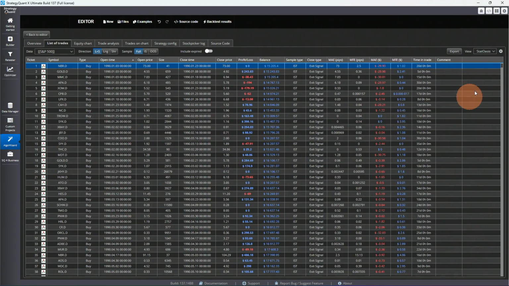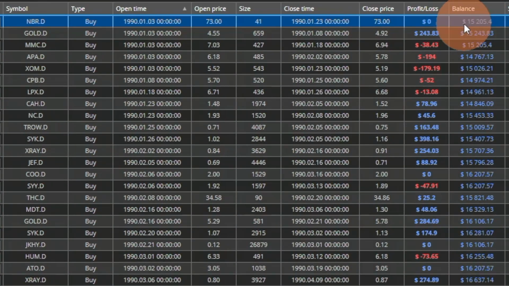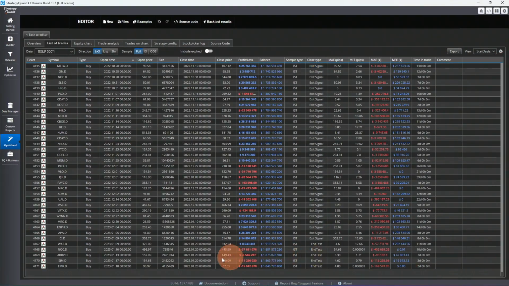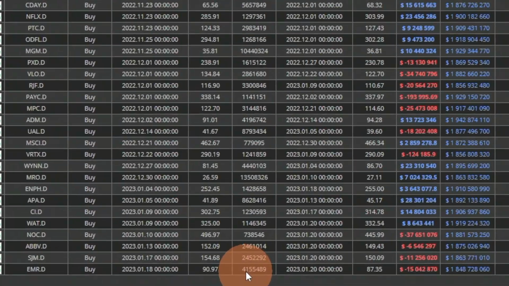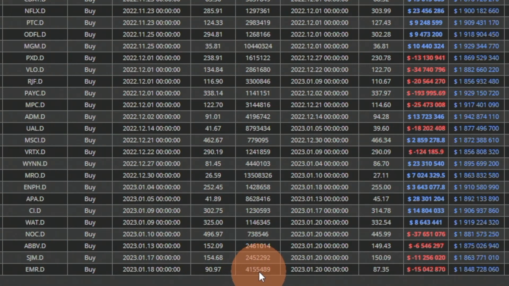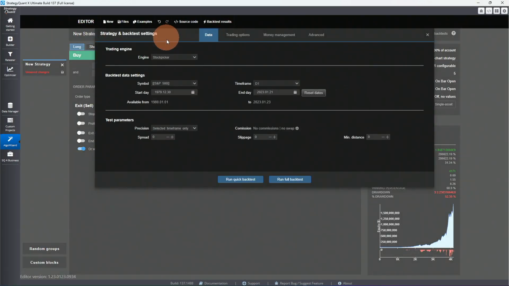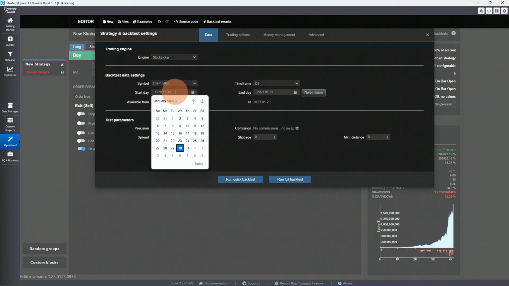If I show you this, we start in 1990. You can see we are starting with $15,000. Position sizing is very normal, 41 shares, 427 shares. But if I go all the way down, you can see now I'm trading 4,155,000 shares. So unless you are a hedge fund, this is not doable. Currently the only way to limit this is with a shorter date.